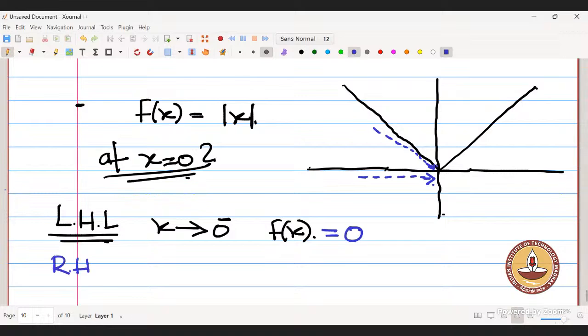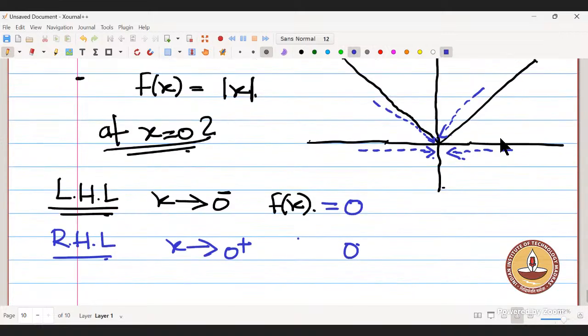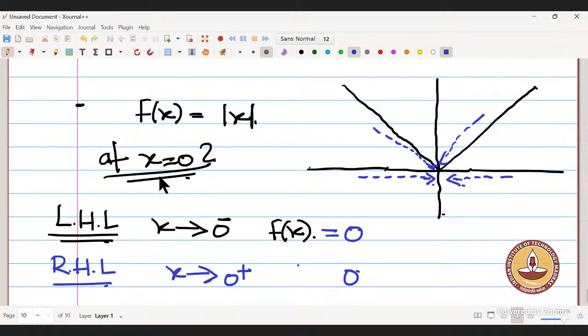Similarly, what is your right hand limit? Zero. It is also zero, right? If you are coming to zero from your right hand side, this f of x is also moving towards zero. That means in this case, your left hand limit and right hand limit are the same. Both exist and they are equal to zero. So for this function, yes, the limit at x equal to zero exists. And the limit for this is also zero, right, sir?